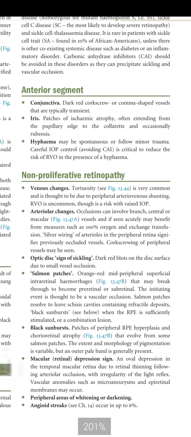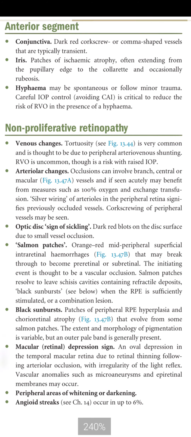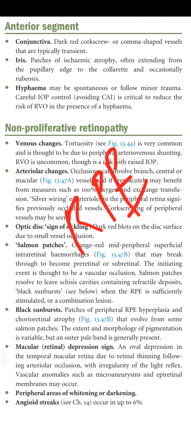Black sunbursts are basically patches of peripheral RPE hyperplasia. The RPE becomes hyperplastic, which means it proliferates, and there is chorioretinal atrophy that evolves from some salmon patches. The extent and morphology of pigmentation is variable, but an outer pale band is generally present. Macular retinal depression sign: an oval depression in the temporal macular retina due to retinal thinning following arteriolar occlusion, with irregularity of the light reflex.